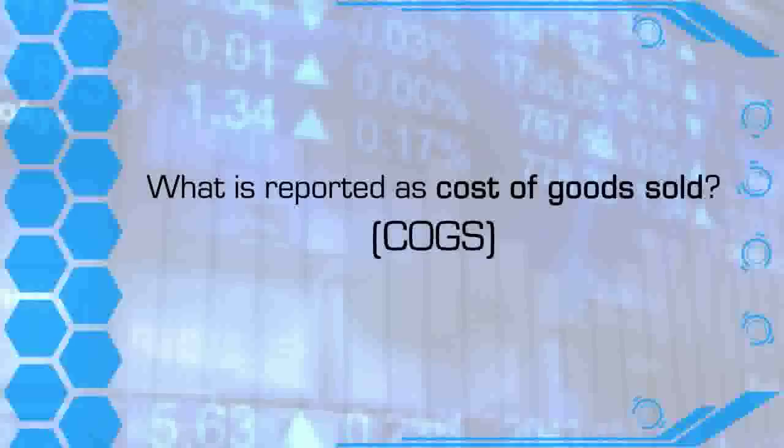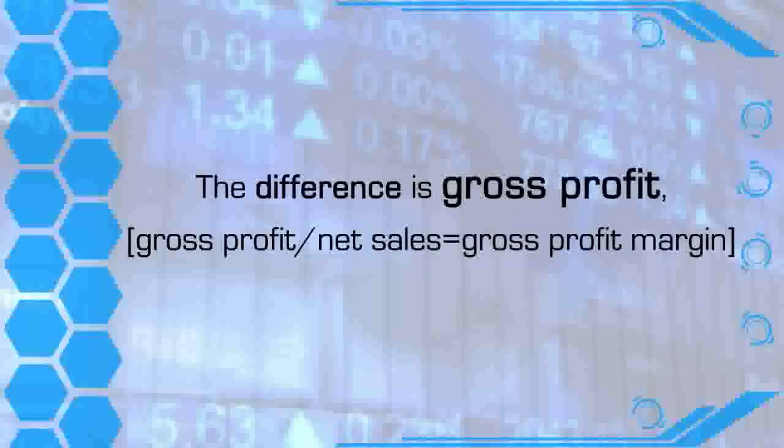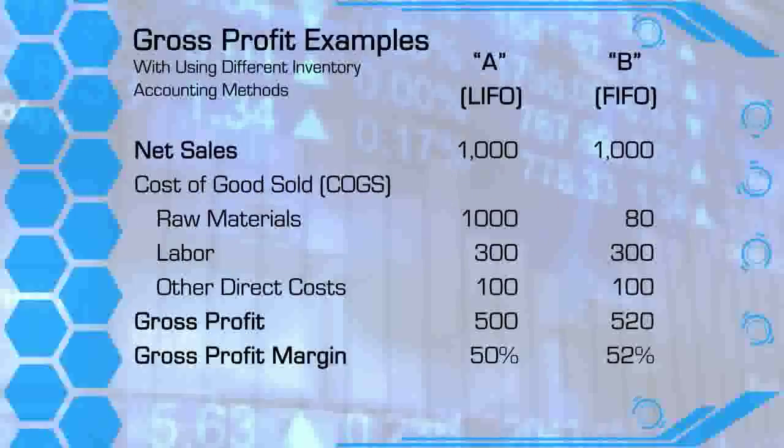Remember how gross profit is determined. It is net sales less cost of goods sold. The difference is gross profit, and gross profit divided by net sales is the gross profit margin. Here's an example from a hypothetical manufacturing company.